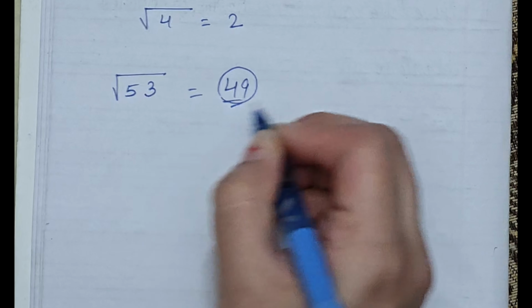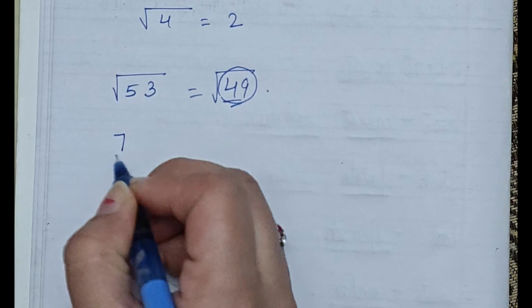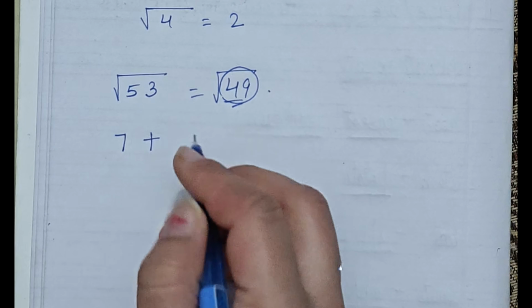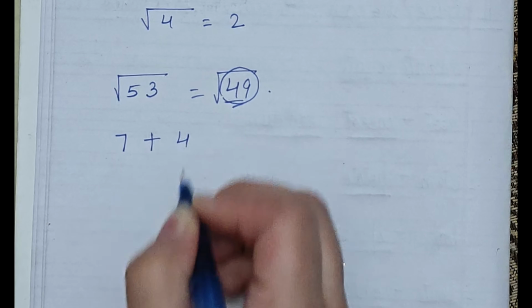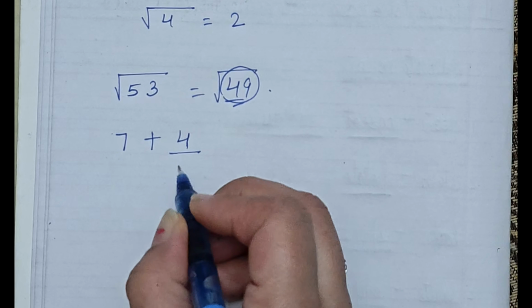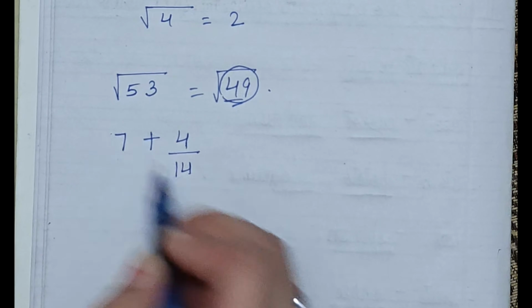49 is a number which is a perfect square, and when we find the square root of that number we will get 7, plus something, and 49 is less than 53 by 4. We will write here 4, divided by 2 times of this number. 7 twos are 14. We have written 2 times of this number.